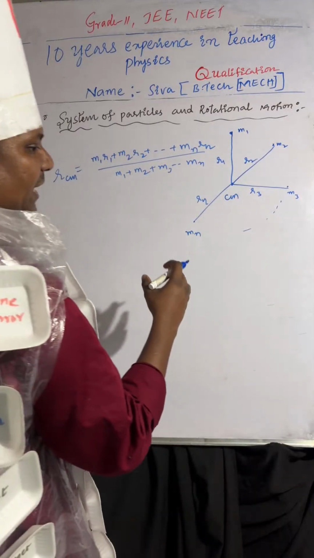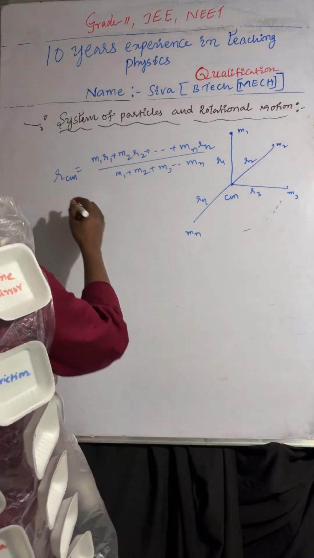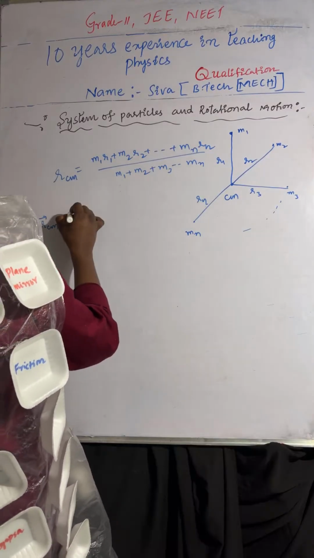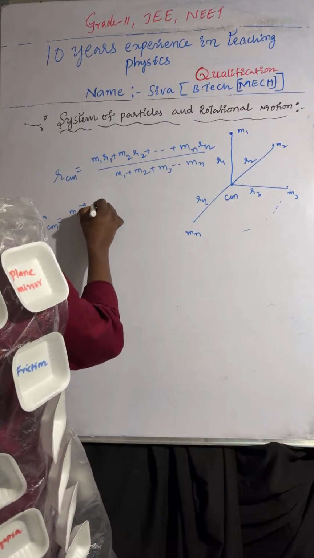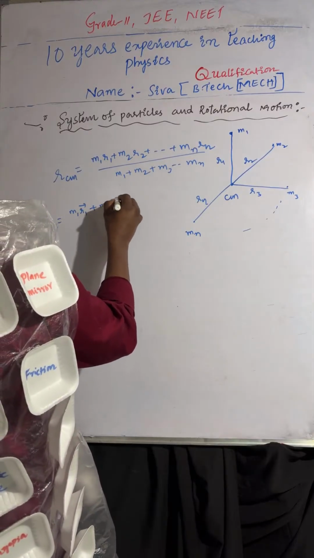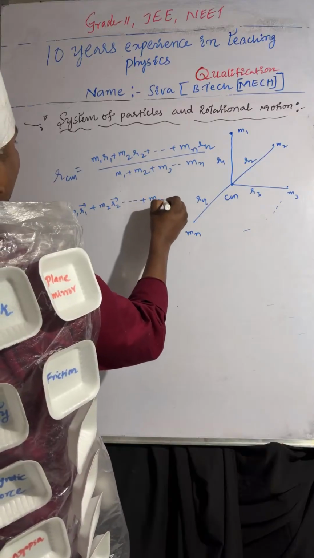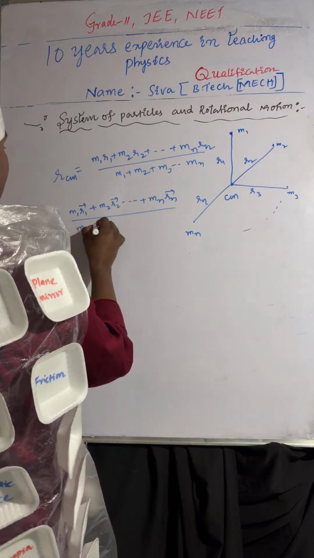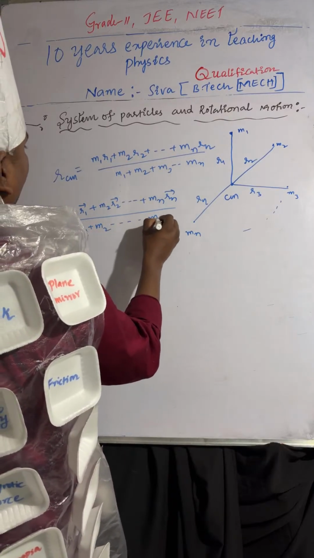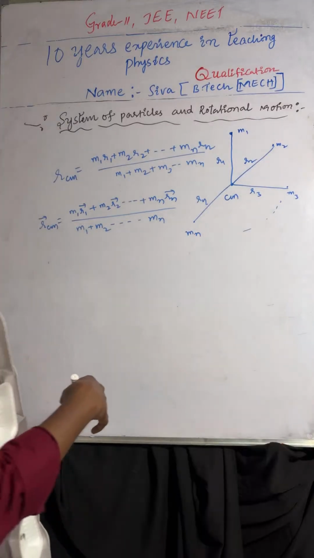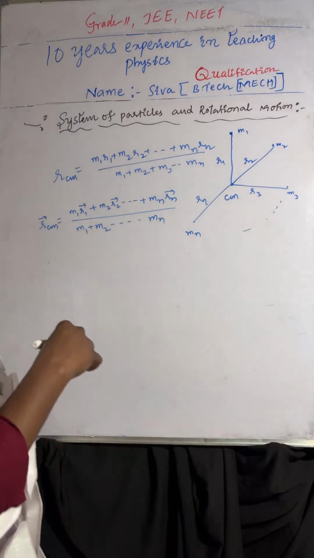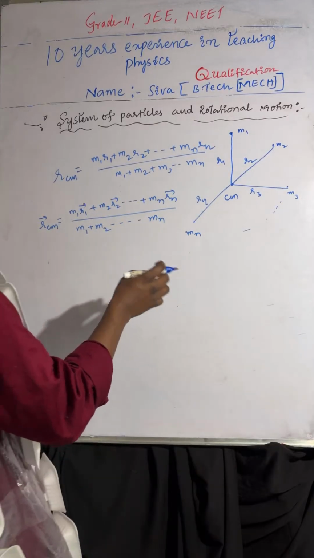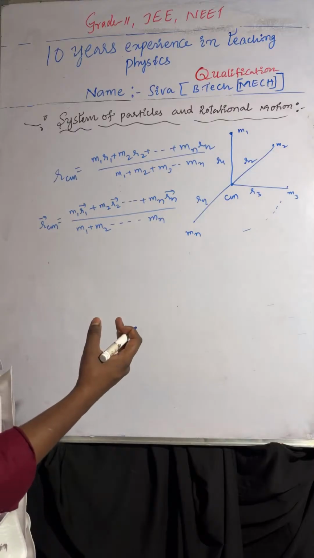If you are taking the position vector, RCM bar equals M1 R1 bar plus M2 R2 bar and so on plus Mn Rn bar, divided by M1 plus M2 and so on Mn. This is vector notation, so this is about the position vectors of the center of mass of a system of n particles.